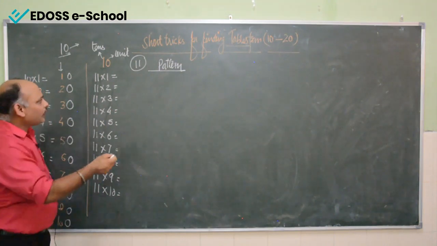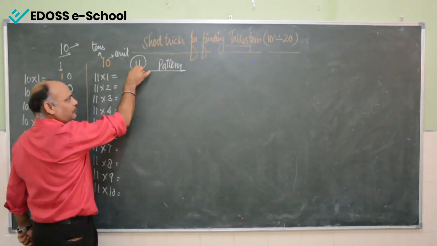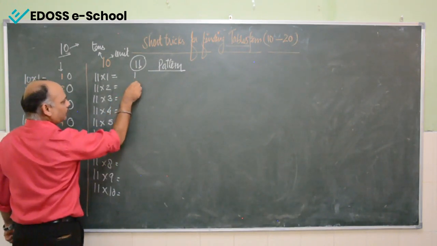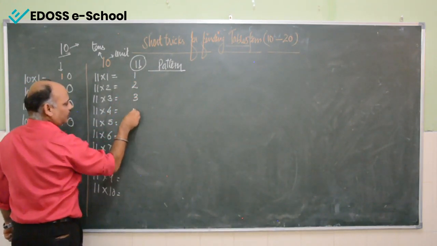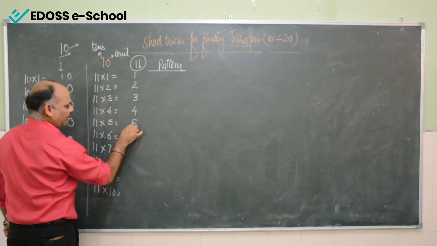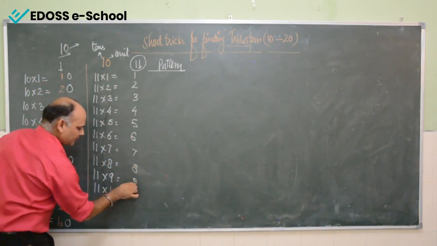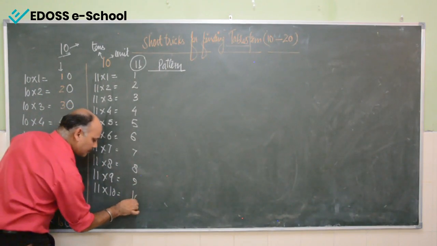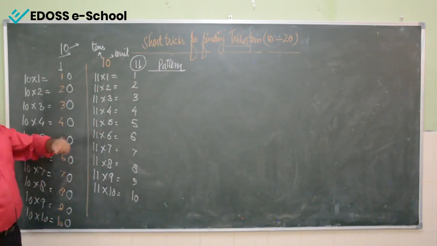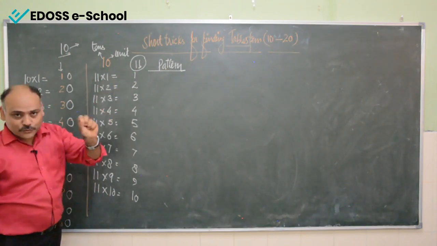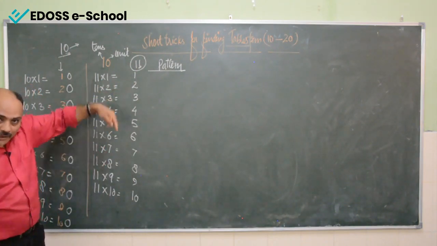Then what do we have to do? First, you have to write the table of 1. The table of 1 will be 1, 2, 3, 4, 5, 6, 7, 8, 9, and here write 10. Then the second digit, that is the tens digit, is also 1. Then you have to write the table of 1 again.